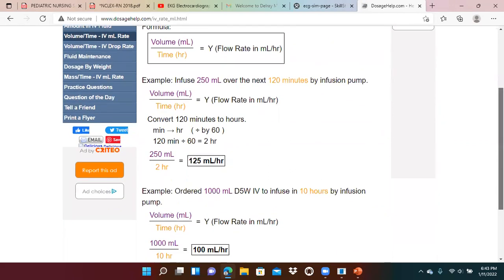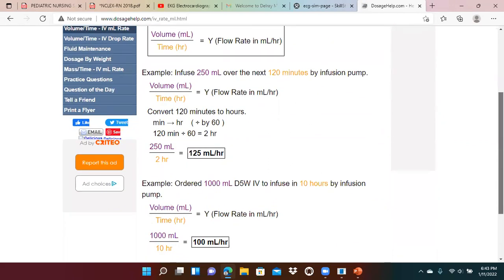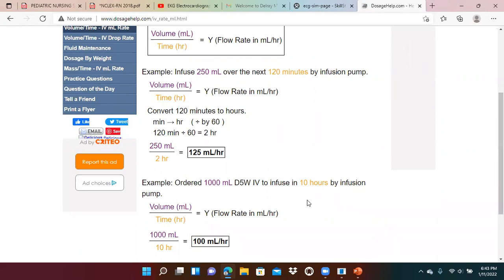Another formula here. Say ordered 1000 ml dextrose 5% water IV to infuse in 10 hours. So time is expressed as 10 hours, and we need time in hour according to the formula. So volume is here, 1000 ml. Time is 10 hours. So what is the flow rate? Infusion pump means flow rate in ml per hour. 1000 divided by 10, 100 ml per hour.